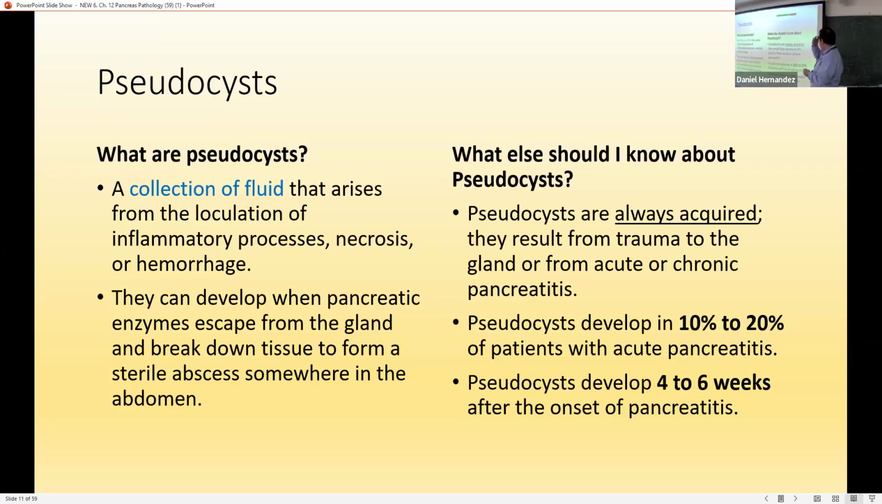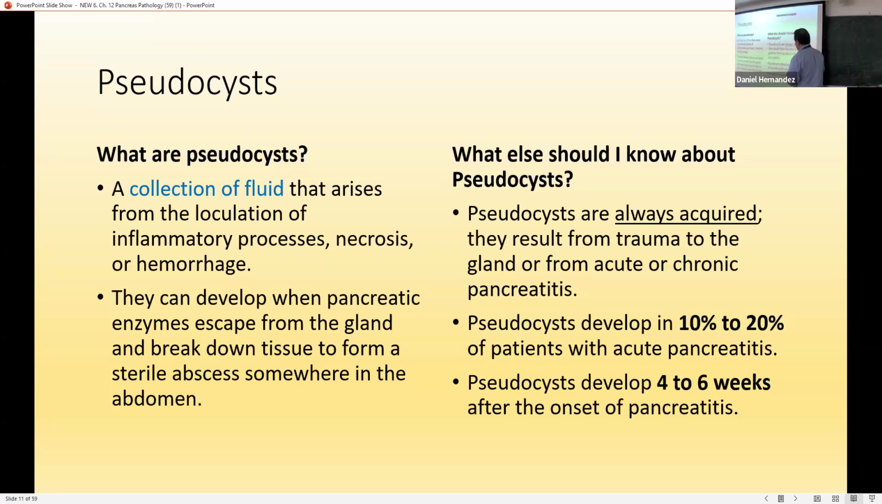So what else do we need to know about pseudocysts? They're always acquired. They result from trauma to the gland or from acute or chronic pancreatitis. That's one thing I didn't mention, trauma. Patients could be involved in a motor vehicle accident or some sort of blunt force trauma to the abdomen, and the pancreas gets damaged. You could wind up with hemorrhage from the pancreas itself. The pancreas could be ruptured and bleeding, and if it's ruptured, it's also releasing those digestive enzymes that could damage the surrounding tissues.